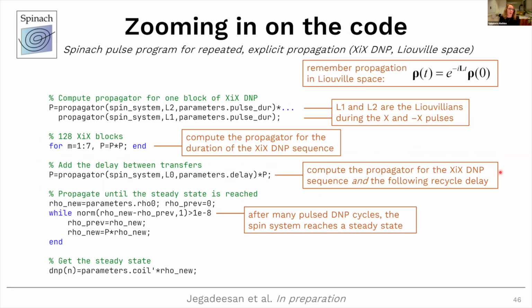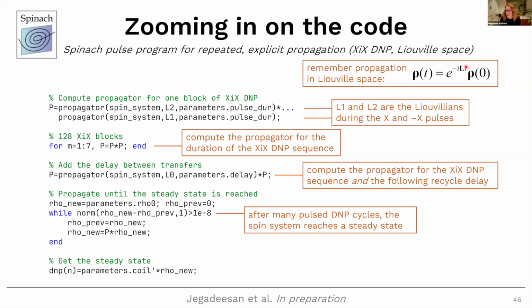So let's look a bit more closely at the code that one would use to simulate this explicit propagation. In this case, this is code as it would be written in Spinach, the magnetic resonance simulation library, whose kernel we use for all our DNP simulations. And here it is for the XIX sequence. We're doing the simulation in Liouville space. Remember, the propagation in Liouville space looks a little bit different from what I showed you earlier. That was propagation in Hilbert space. Or actually, it looks much simpler now.